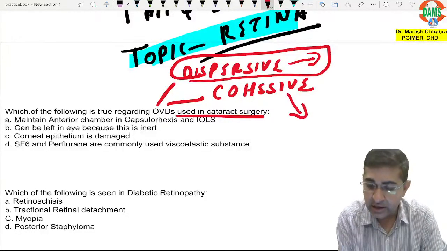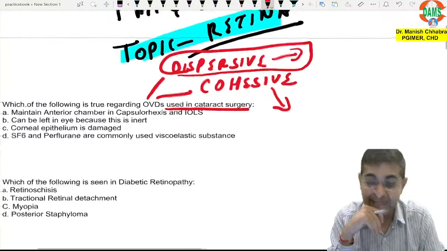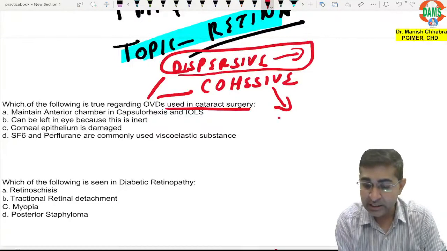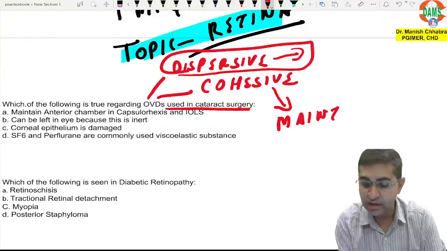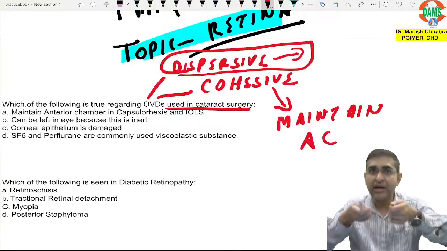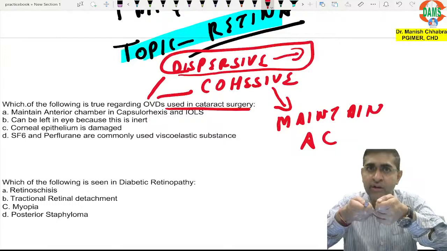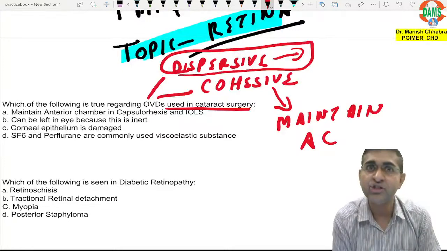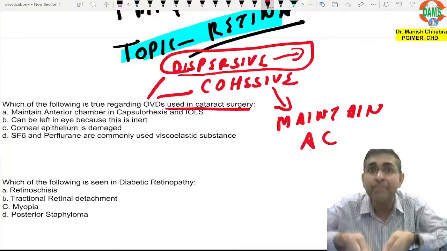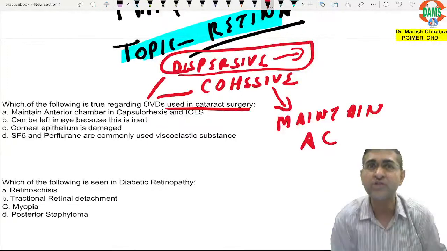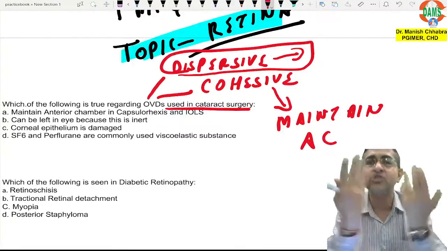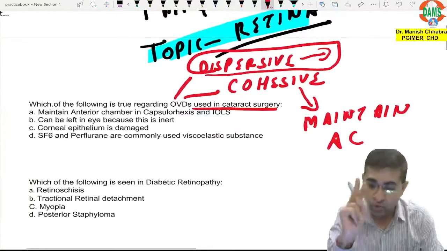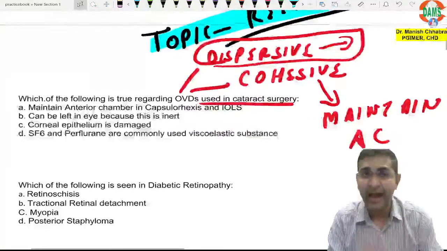What is the function of cohesive OVD? Cohesive OVD actually maintains the anterior chamber. When you are inside the eyeball with your instruments, you require the proper depth of the anterior chamber. Otherwise you may hit your instruments at the back of the cornea, or on the surface of the iris, or you may damage any other intraocular structure, which nobody would want. So these are two OVDs, cohesive and dispersive.